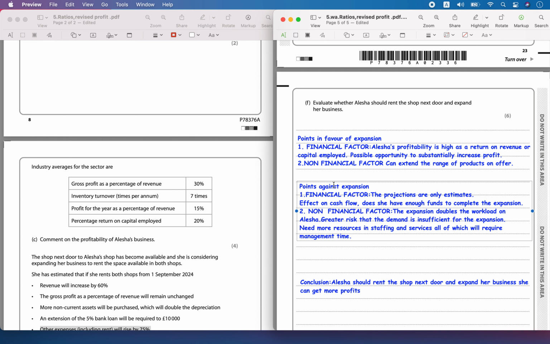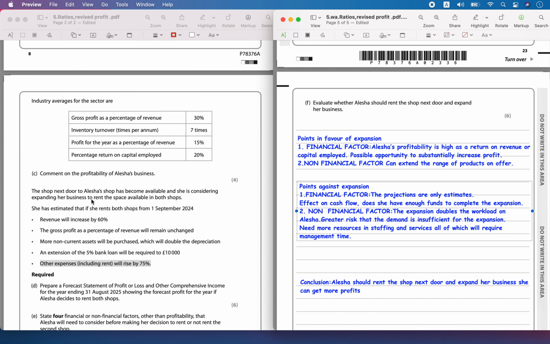However, the points against expansion: she should also consider the loan, because the projections are just estimates. Whatever she has done here for the opening of the next shop, these are projections and they are estimates. It might not happen if the demand is affected. And also, does she have enough cash flow? Like we had discussed, bank loan interest might rise, or the bank loan itself might not be available.